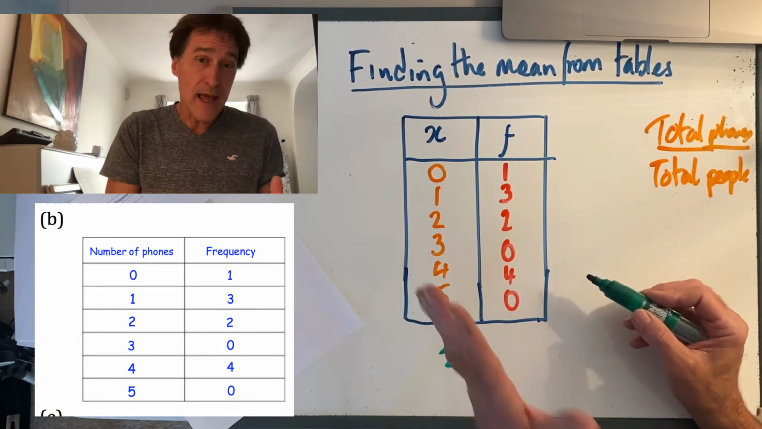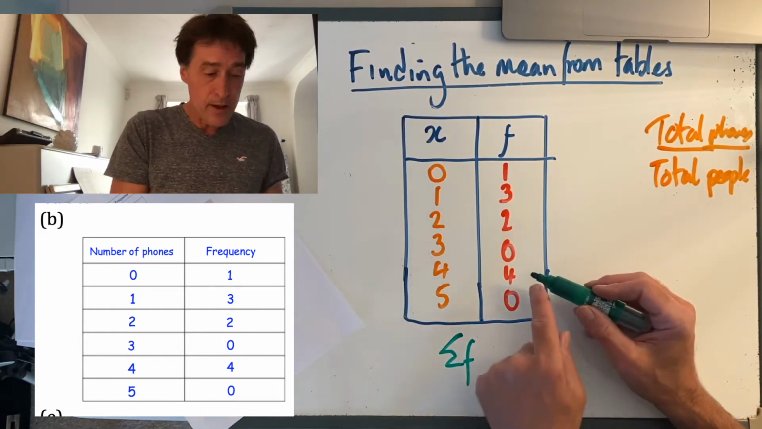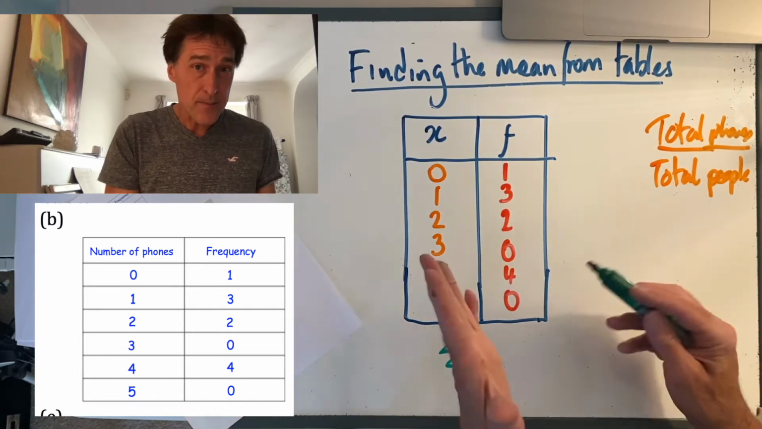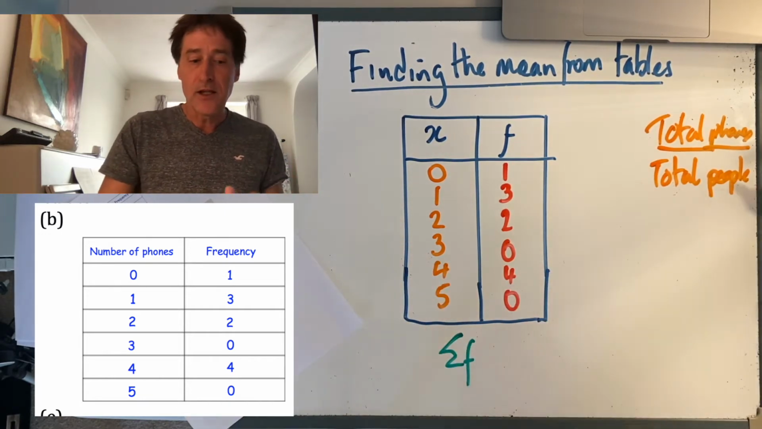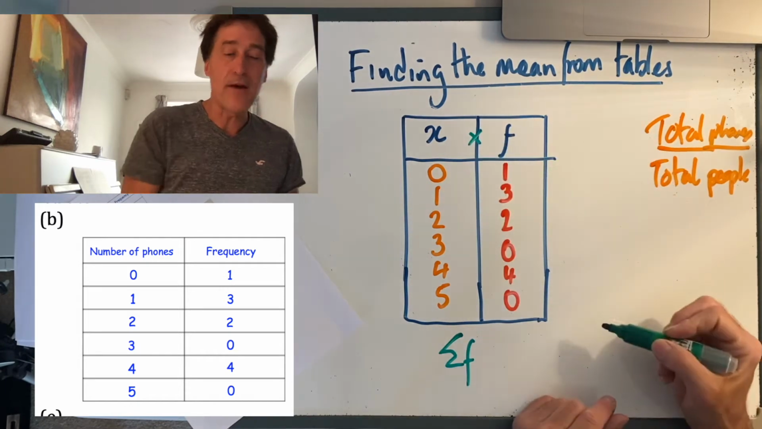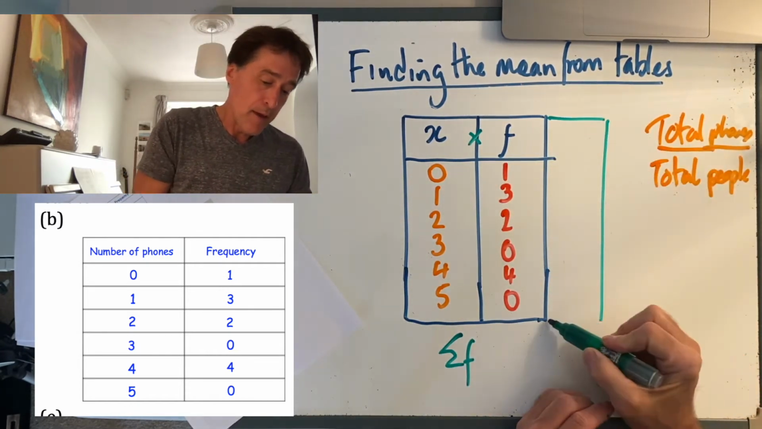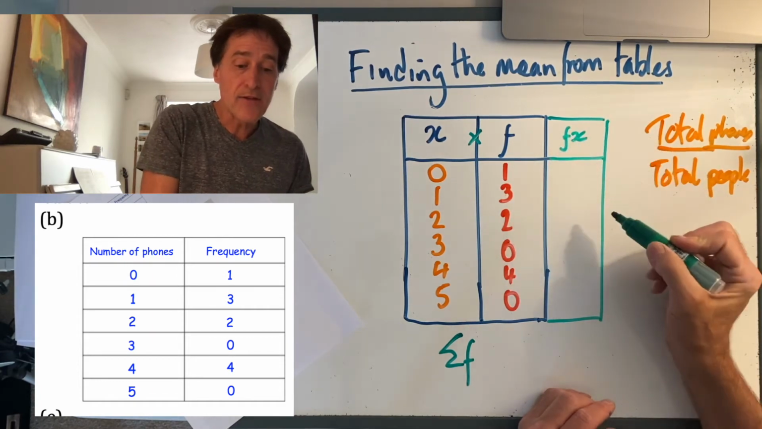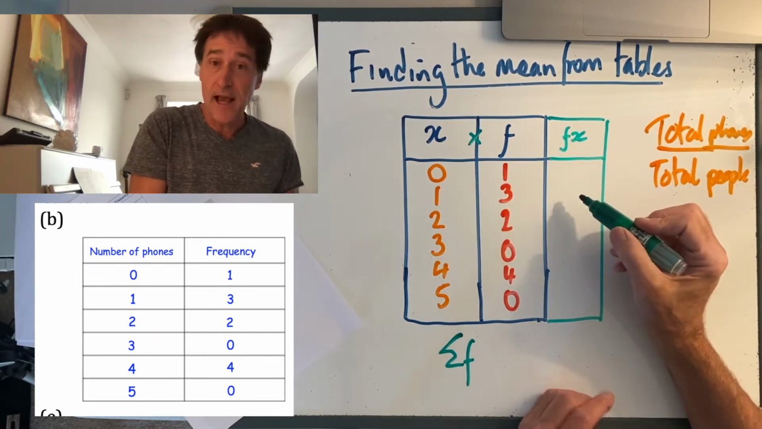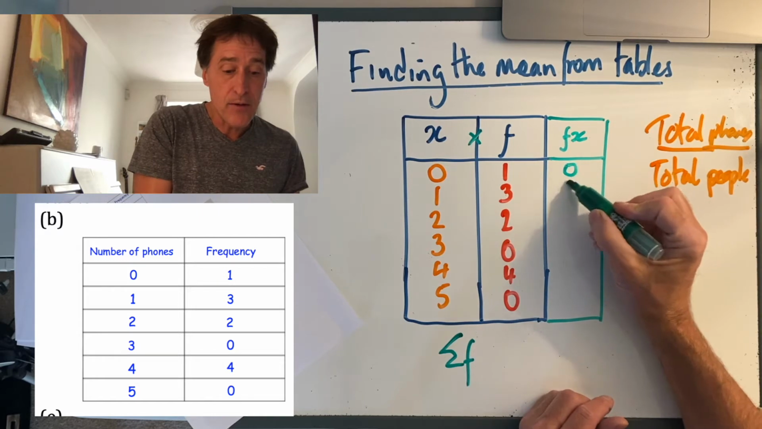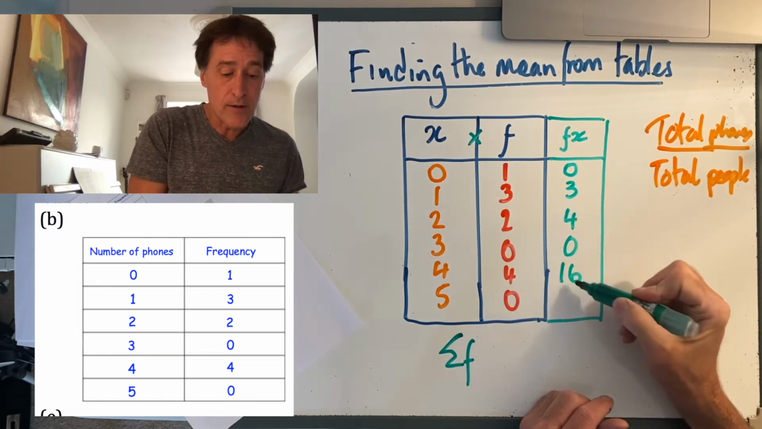So what am I doing there? Let's look at this one. 4 people have 4 phones. How many phones altogether? Hopefully, you'd be working out that if I multiply these two together, I get the total number of phones per row. So let's create another column. And this column, we're going to call it fx. The frequency times the x, the number of phones. So 1 times 0, you get 0, 3, 4, 0, 16, and 0.